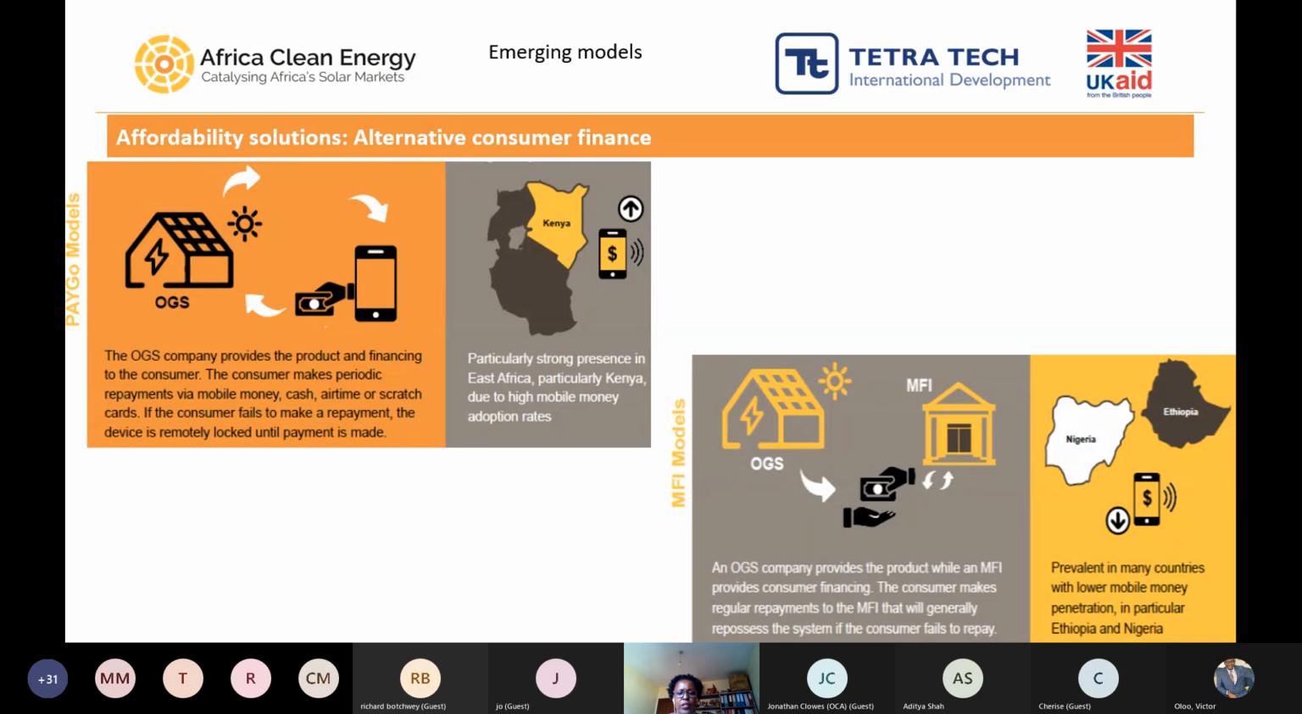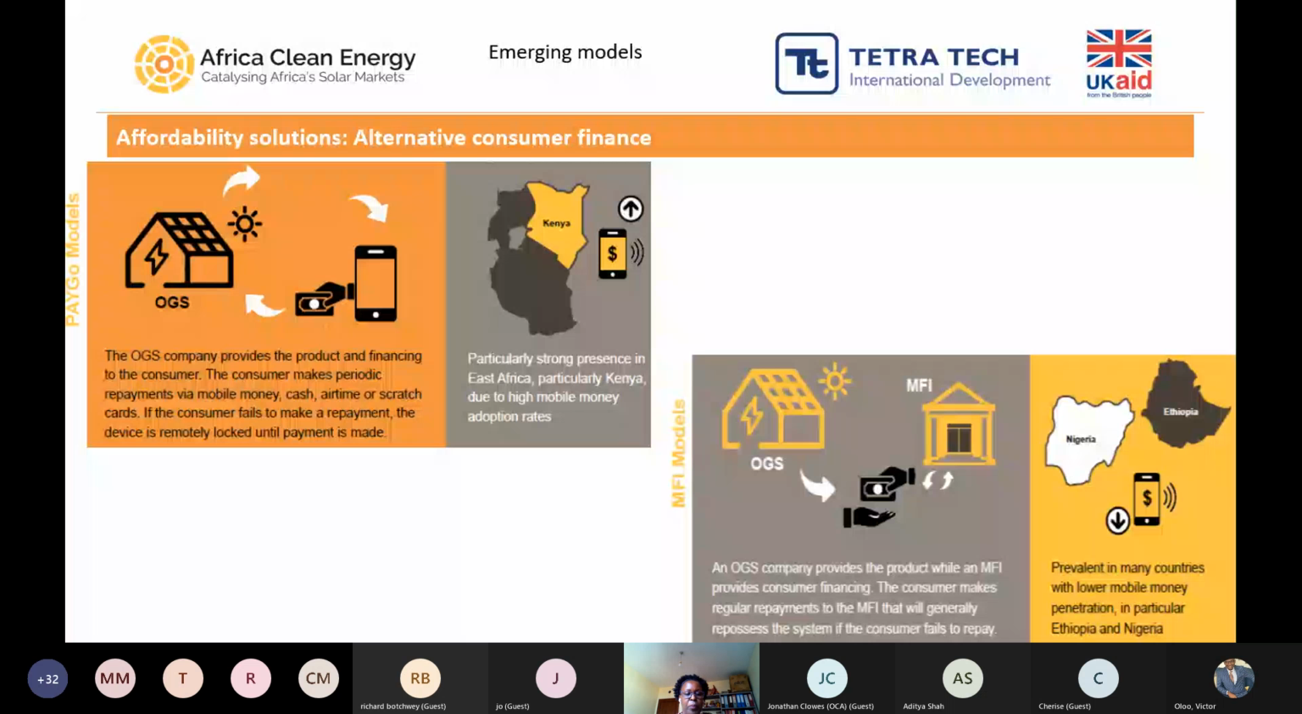We also looked at MFI models, which are more prevalent in countries that have lower mobile penetration, particularly Ethiopia and Nigeria. And these also just form part of what is it that we can promote in which countries to ensure that we're able to reach to the last mile household. We can move to the next slide.